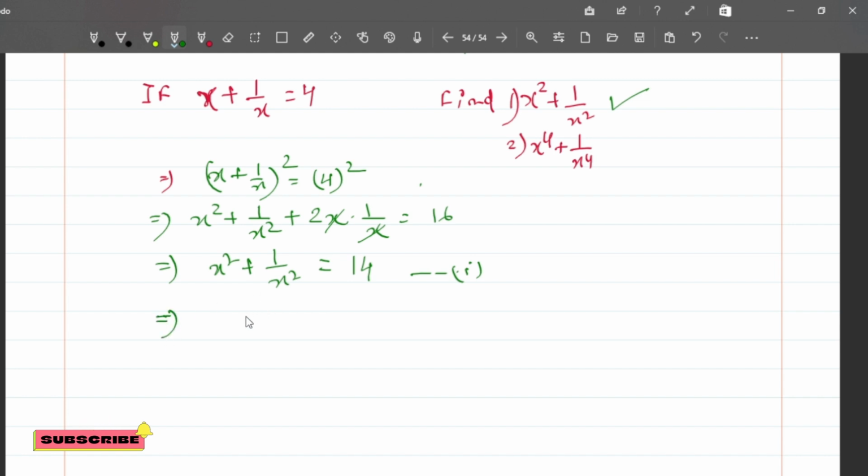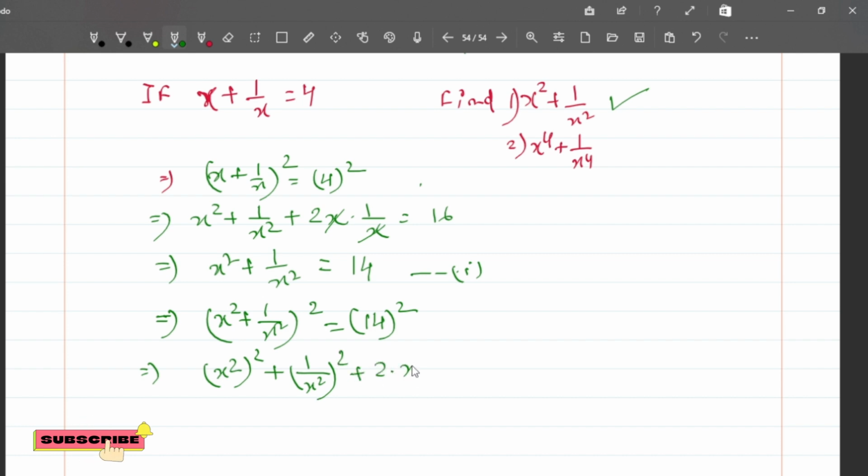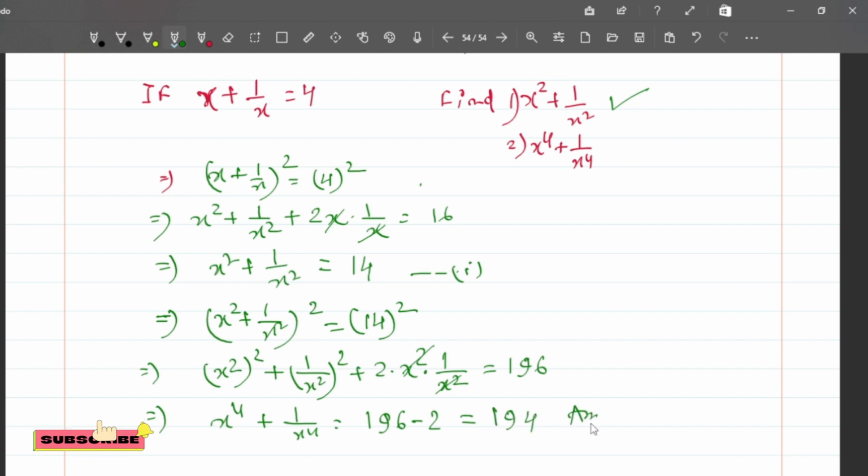Now for the second part we will do squaring again on both sides. So again you can express, that is a square plus b square plus 2ab equals 196, and do a simple calculation, and 194, that is your answer.